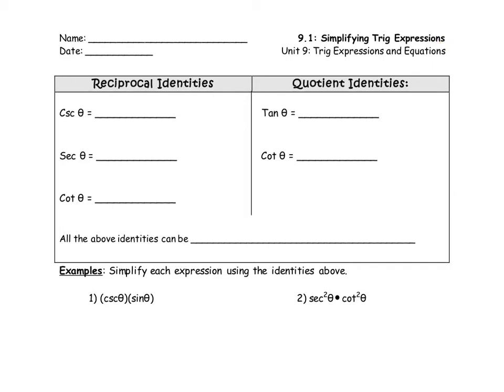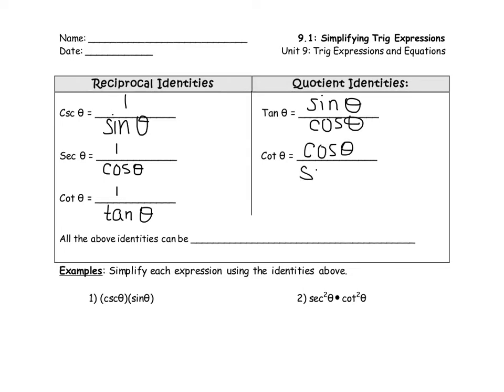recall a few things. And the first thing that we need to recall is that cosecant theta is 1 over sine of theta, and this you should know already. Secant of theta, we know, is 1 over cosine of theta. And cotangent, we know, is 1 over tangent of theta. Now, if we recall from the unit circle, we know that tangent of theta is sine over cosine, so sine theta over cosine theta. And cotangent theta is simply the reciprocal of tangent, so we just have to flip it. So that would be cosine of theta over sine of theta.